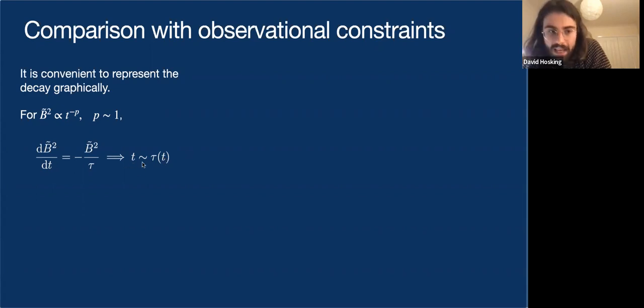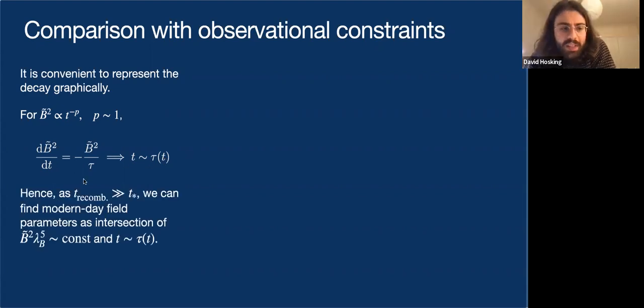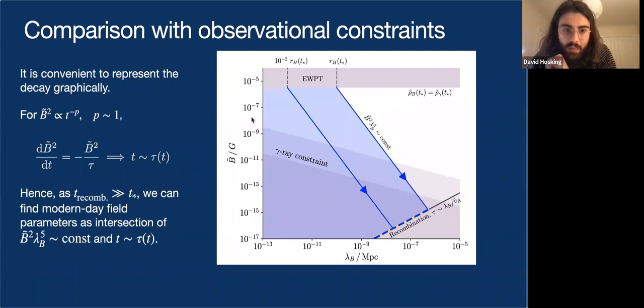evaluated at time t. So what this means is that given that the final point of the decay at the time of recombination is much larger than the initial time, one can find the modern day field parameters as an intersection of the sort of conserved scaling line, b squared lambda to the 5 is constant, and t scales like tau. So this will become clear once I put on a plot.